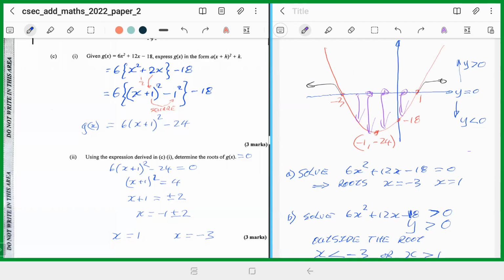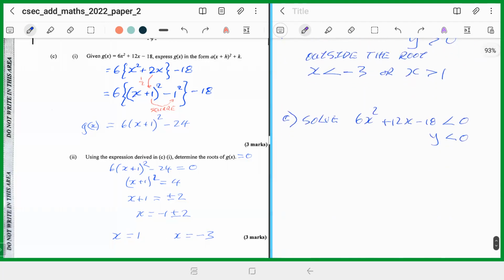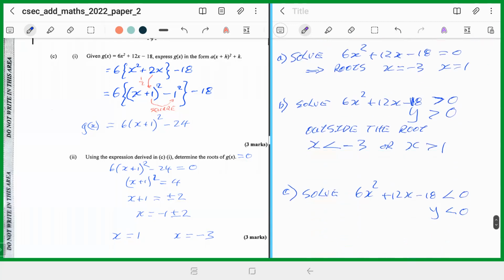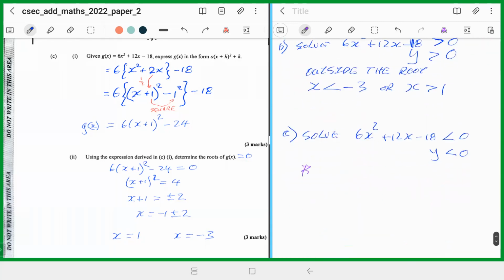So the solution for this one is between the two roots, because this inequality is referring to this part of the graph under here where my y value is negative. And it is x values that are in between these two roots. In between these two roots that give me these negative y values. So the solution for this one is between the roots.